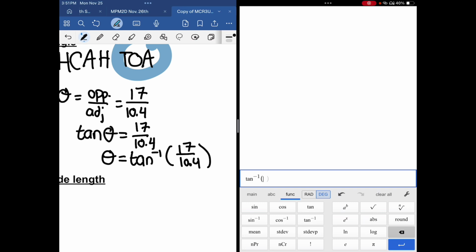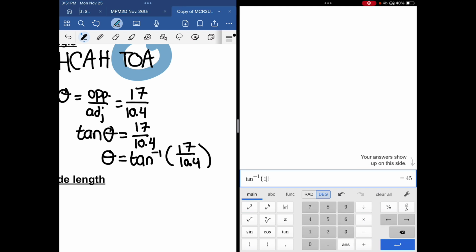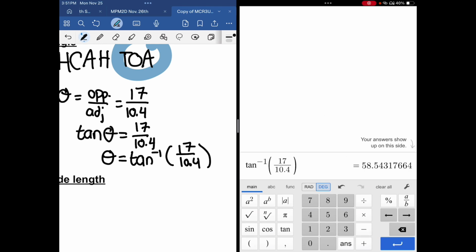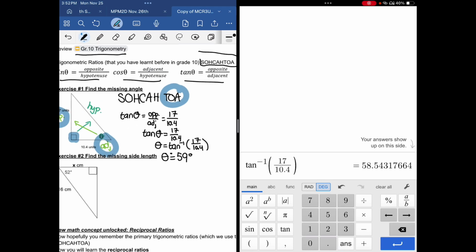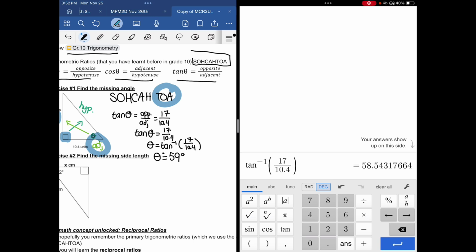So I have inverse tangent of 17 divided by 10.4, make sure it's in degrees, and I can see that. So my answer, I'm going to round to the nearest whole number. For angles, you always want the nearest whole number. That's going to be rounded to 59 degrees. And did I find what I was asking for? I was asking for an angle, so yes, I am done. Therefore, theta is 59 degrees.